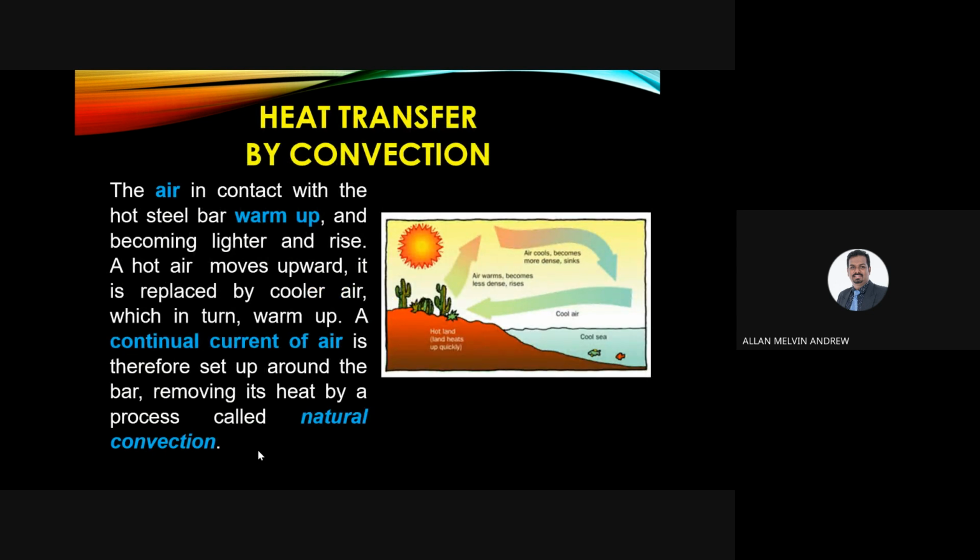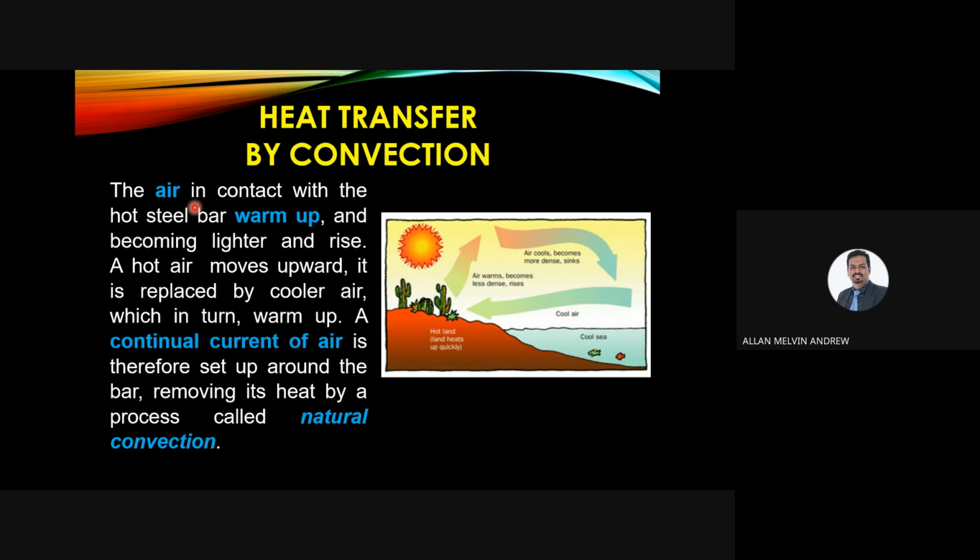Okay, so we have covered the first heat transfer by conduction. The second heat transfer is by convection. So what is convection? Convection is based on the movement of air. It can be forced or natural. We will see the differences later. The air plays a very important role in convection.